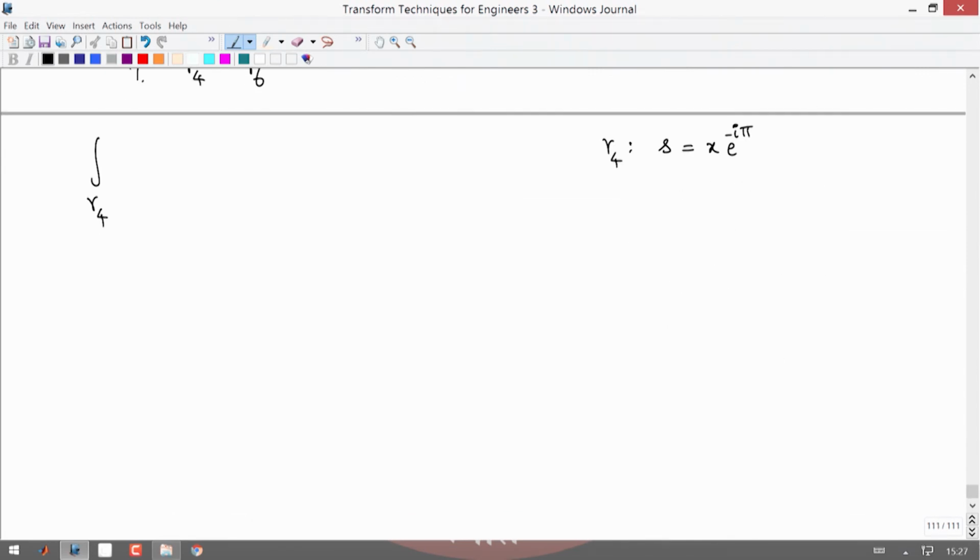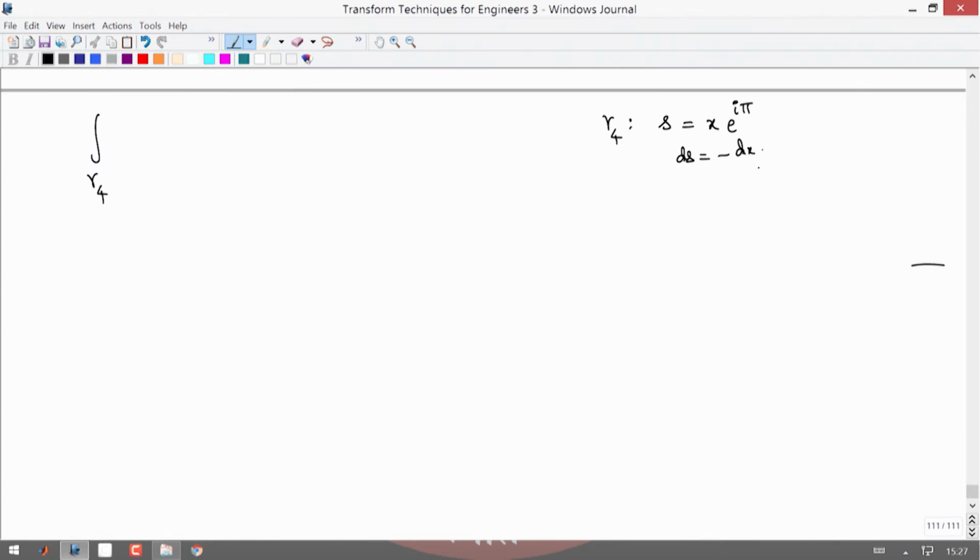So, what is ds? x is varying, so you have dx times e power i pi for gamma 4, and dx times cos pi, that is minus dx, and sin pi is 0. So, this is what you have. So, what happens to the integrand? The integral is from 0 to infinity, so x is between 0 and infinity, right.